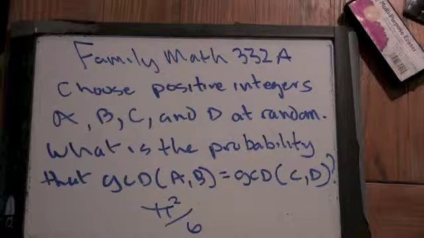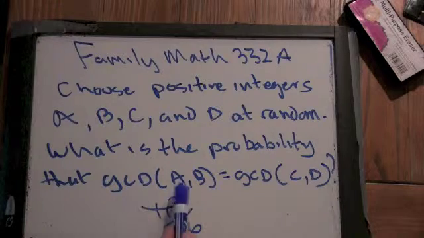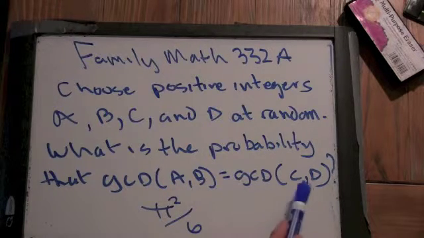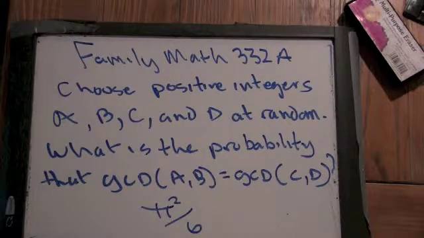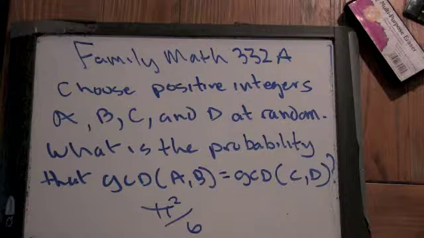So here's the problem. Choose positive integers a, b, c, and d at random. So pick random positive integers. What is the probability that the greatest common divisor of a and b is equal to the greatest common divisor of c and d? Well, that doesn't seem very likely. Okay, good observation. Why not? When you're picking random numbers from 1 to infinity, how often are the greatest common factors going to be equal?